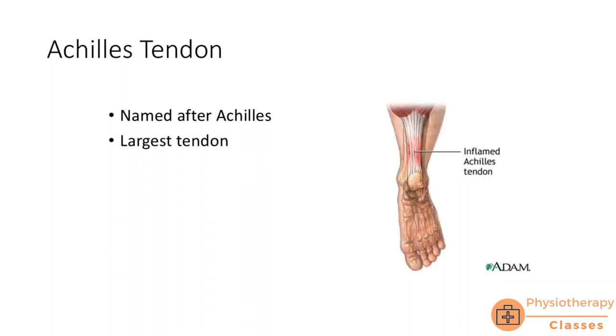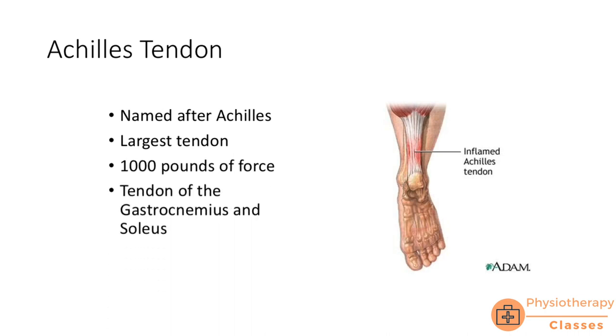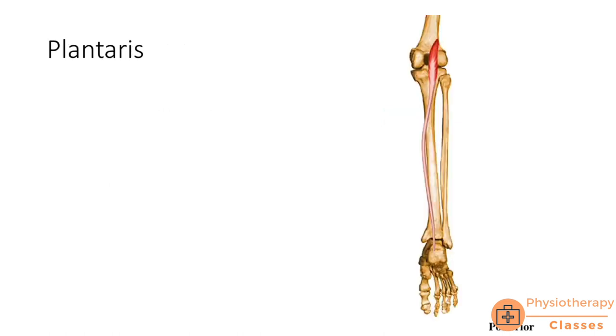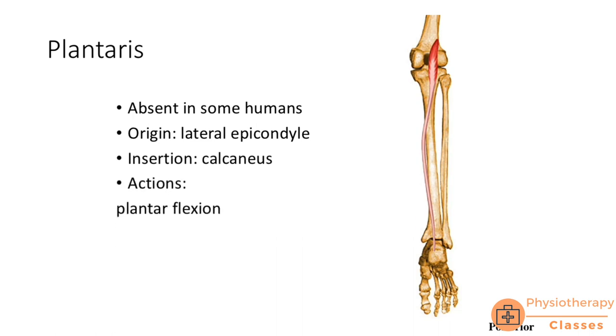So this Achilles tendon is the largest tendon of the body. It can withstand around 1,000 pounds of force. So this is a common tendon for the gastrocnemius and soleus. Next muscle of the posterior compartment is plantaris, which may be absent in some humans. It originates from the lateral epicondyle of the femur and gets inserted to the calcaneus, same as gastrosoleus. The action of this muscle is plantar flexion.